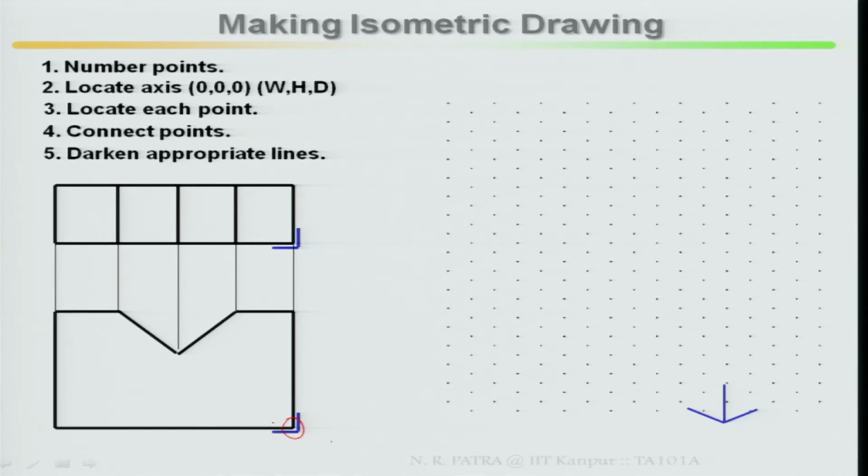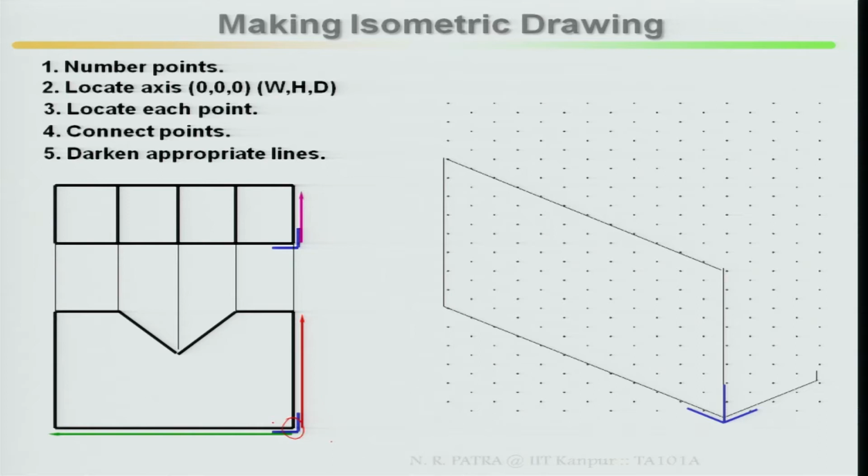Then accordingly mark your 0, 0, mark your width, then the same width is marked in your isometric box in that direction. Then height has been marked in that direction. Then similarly depth has been marked in that direction. Once you get the dimensions, width, height and depth, then finish your isometric box.